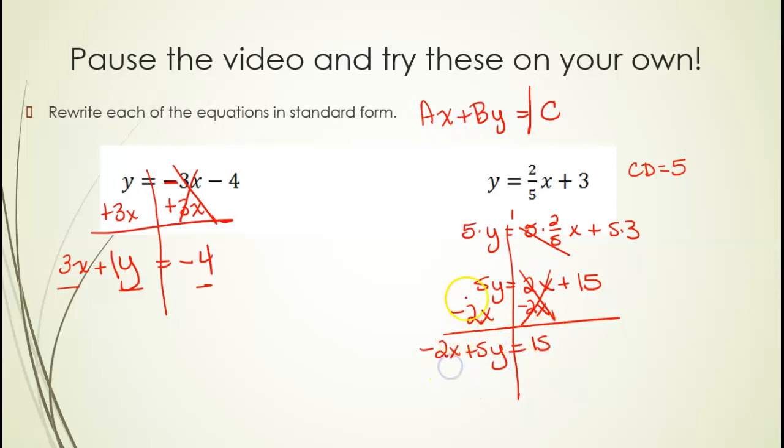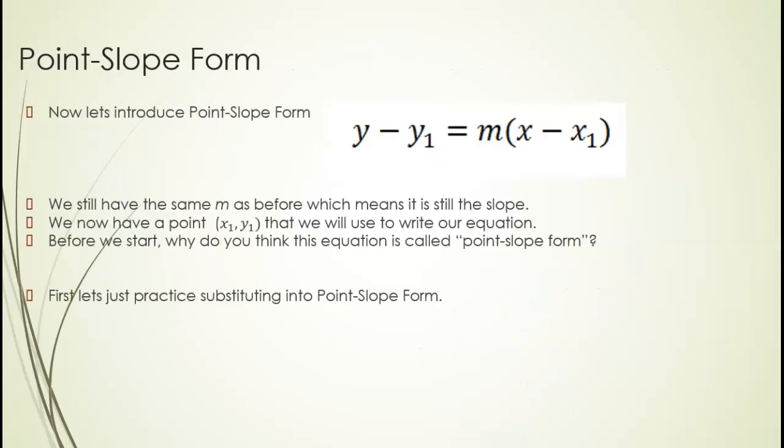This looks like it should be in standard form, but remember, a should be positive. In order to get a to be positive, I'm going to divide everything by negative 1. So I get 2x minus 5y equals negative 15. Dividing by negative 1 just changes the sign of everything. It's okay to have your b and your c be negative as long as your a is positive.